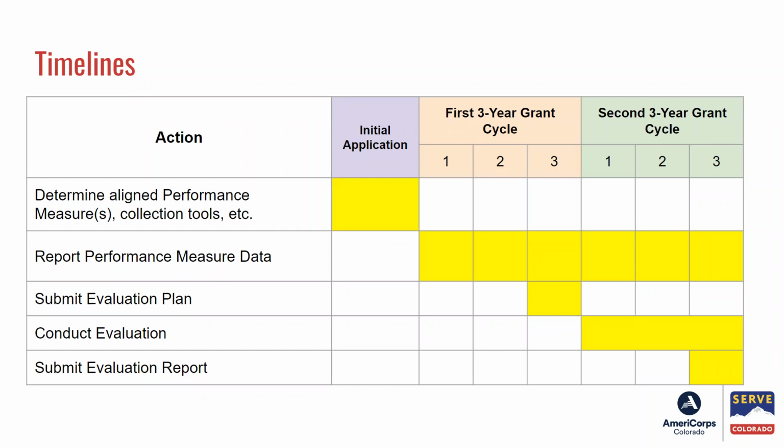And then this process repeats. So after that second 3-year grant cycle, you're then going to be creating another evaluation plan for the subsequent 3-year grant cycle, followed by an evaluation report. So it continues similar to what you're seeing here between the evaluation plan and the report. So each subsequent 3-year grant cycle, you're going to develop a plan and then subsequently conduct that evaluation and then submit a report and repeat for as long as you have an AmeriCorps program.